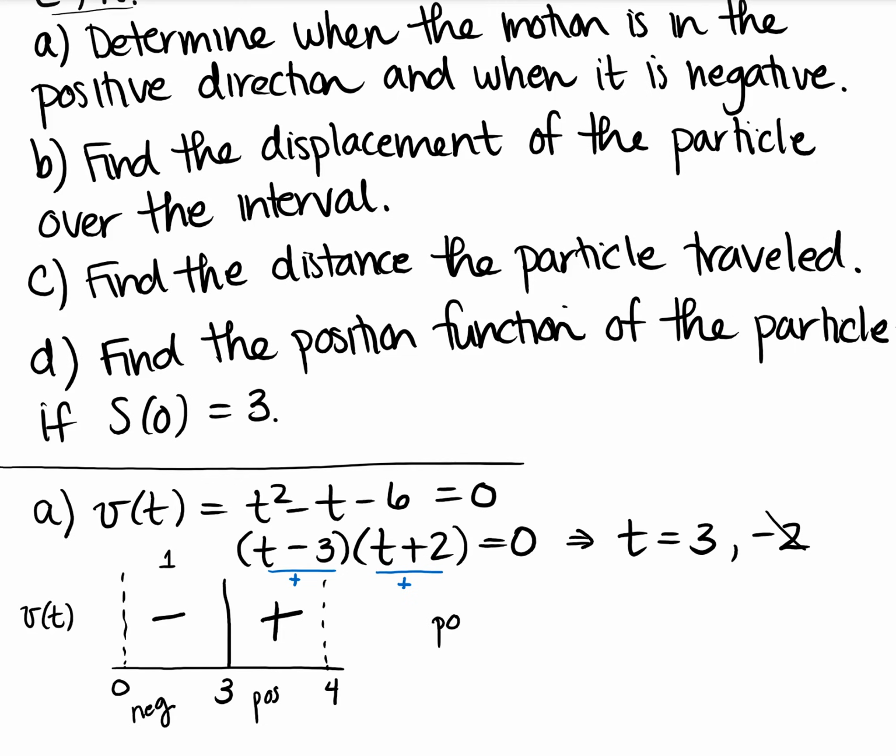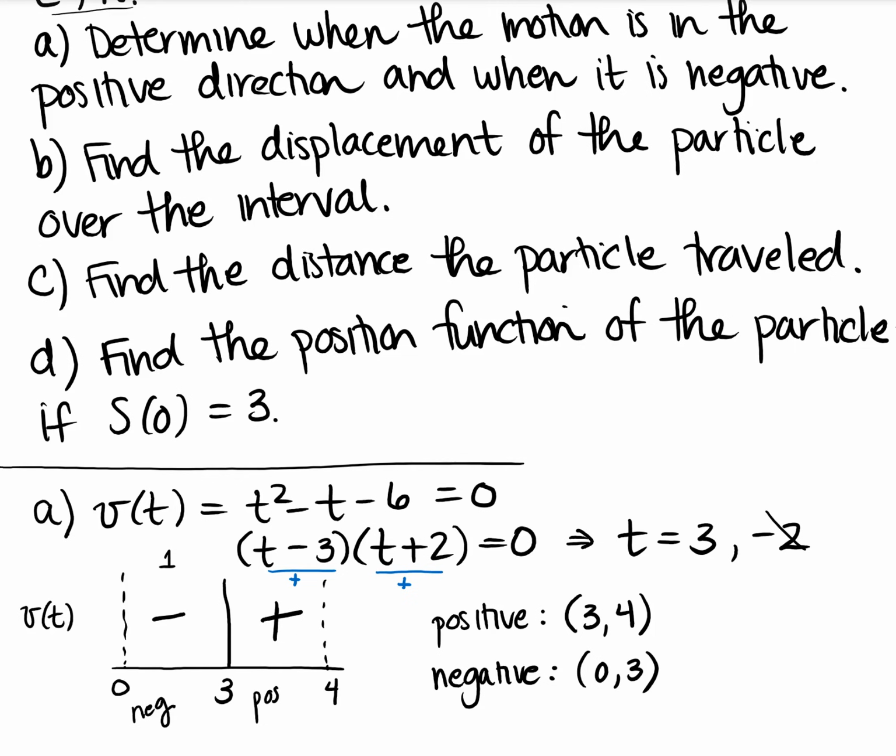So what do we know? We know we have a positive direction from what interval? 3 to 4. I'm going to put open parentheses on those, because technically at 3, I'm neither positive nor negative, because my velocity actually is 0. Where are we negative? From 0 to 3.